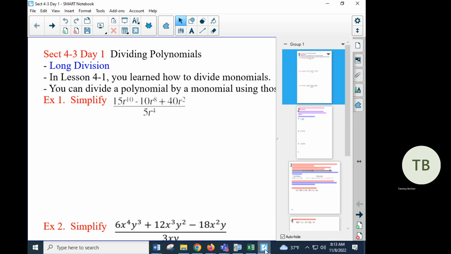Running up here, some back here, and then there's a sharpener right up here.